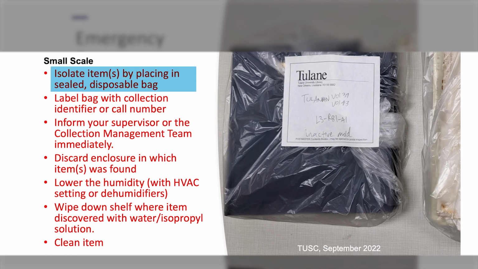1. Isolate the item and any adjacent items in a sealed plastic bag. 2. Label the bag with an adhesive label indicating the collection identifier or call number. And 3. Inform your supervisor or any member of the collection management team. You can also immediately alert your supervisor to take the necessary action.